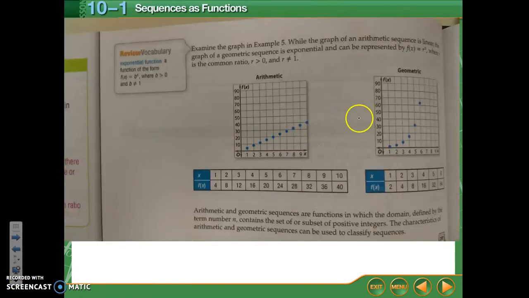So here's kind of a side-by-side comparison of arithmetic versus geometric sequences and how they graph. Arithmetic sequences graph linear, geometric sequences graph exponentially. And notice the equation is r, which is my common ratio, to the x. So r to the x, that would be the equation we would use instead of using point-slope form, or a linear function, it's r to the x, an exponential function.